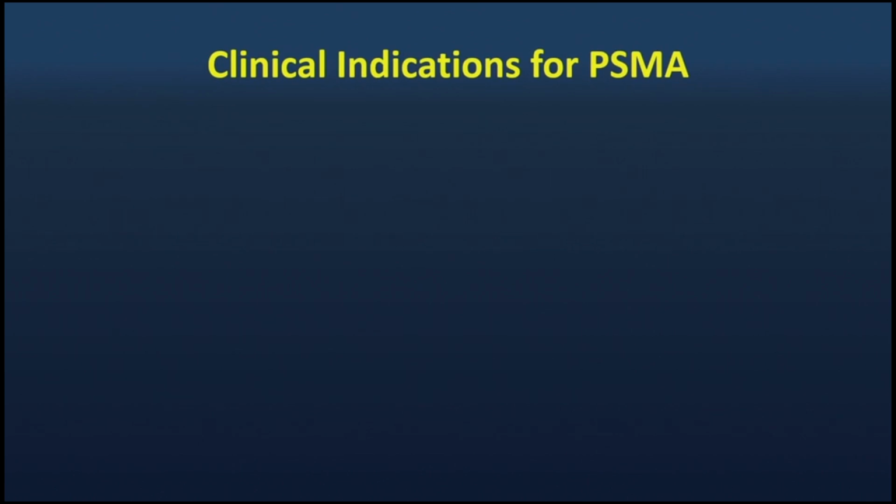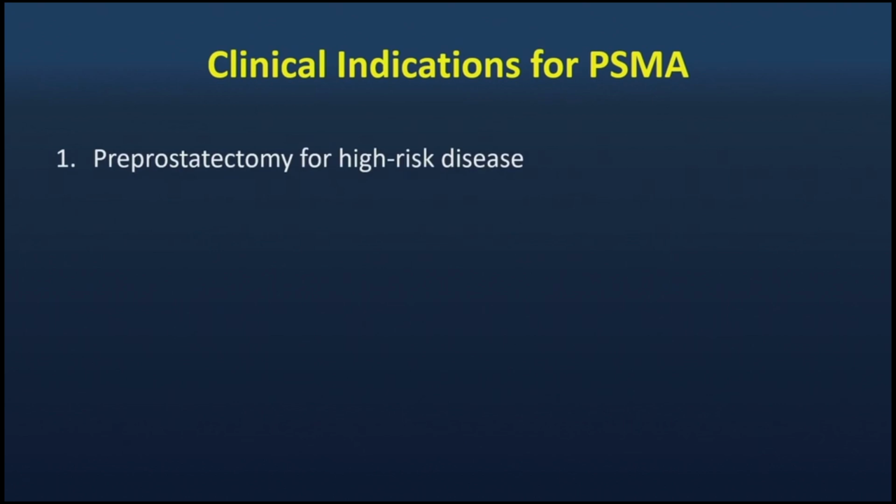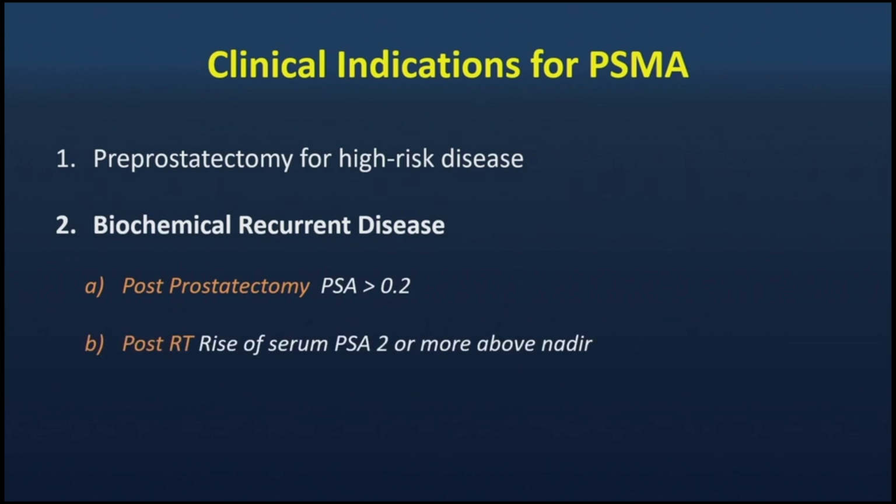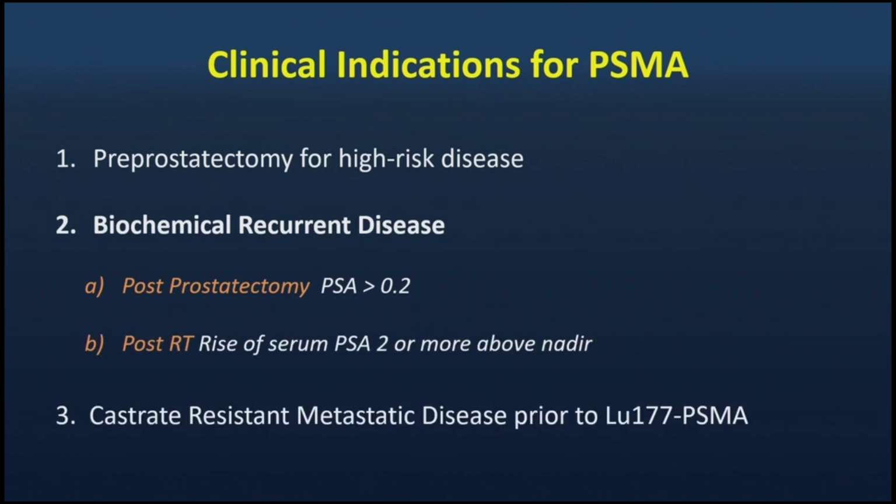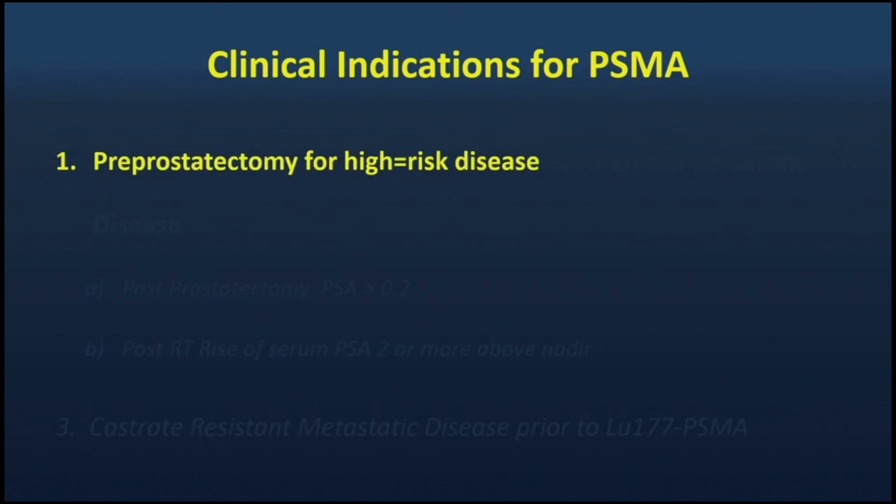So finally, moving on to the clinical indications, really there's three main categories in which we'd use PSMA. There's the patient's pre-prostatectomy for high-risk disease. There's the biochemical recurrence, whether it's post-prostatectomy or post-radiation. And lastly is screening for treatment with lutetium-177 PSMA. So first off, the pre-prostatectomy and high-risk disease.